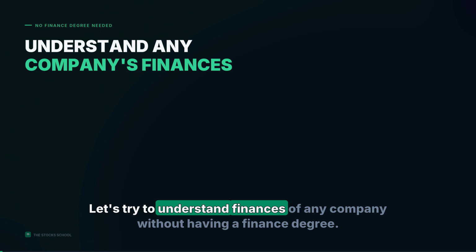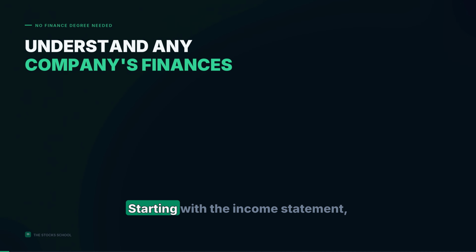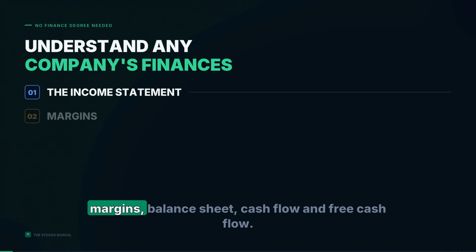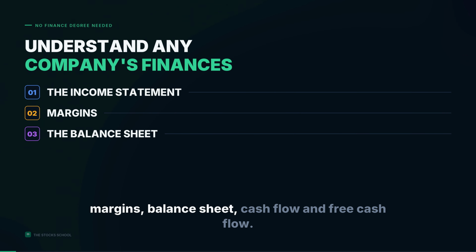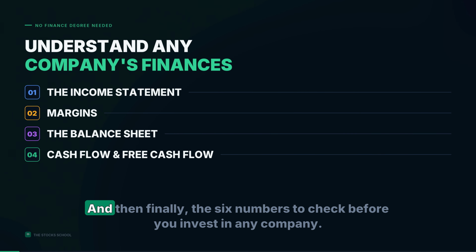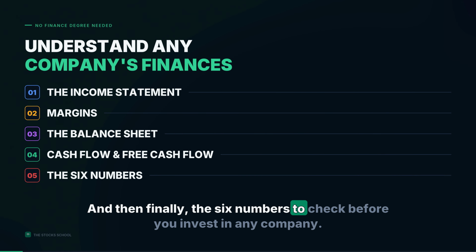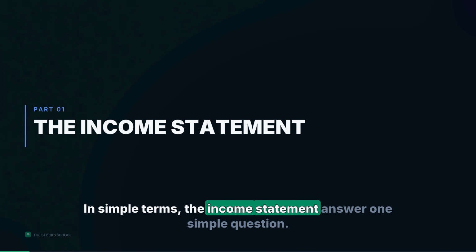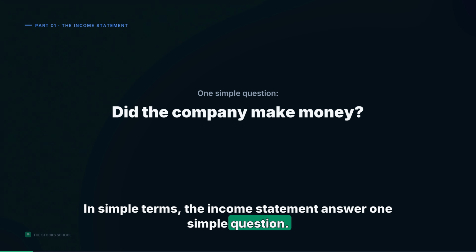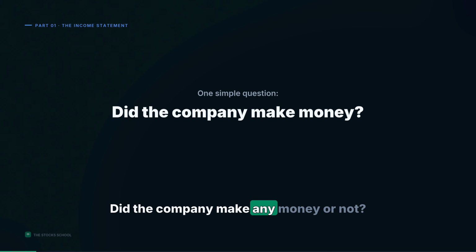Let's try to understand finances of any company without having a finance degree, starting with the income statement, margins, balance sheet, cash flow and free cash flow, and then finally the 6 numbers to check before you invest in any company. In simple terms, the income statement answers one simple question: did the company make any money or not?